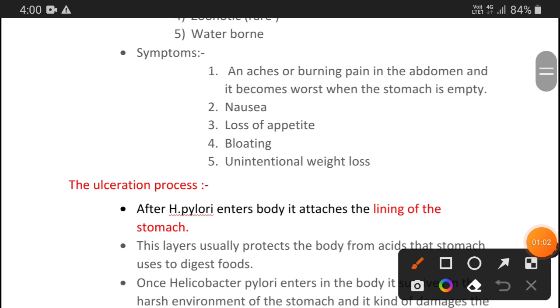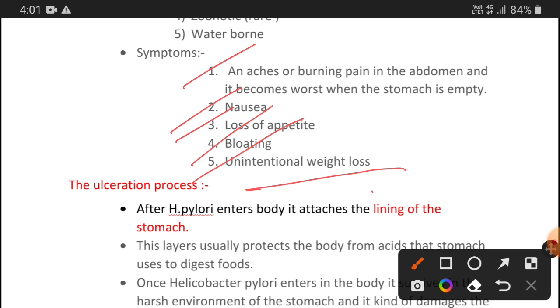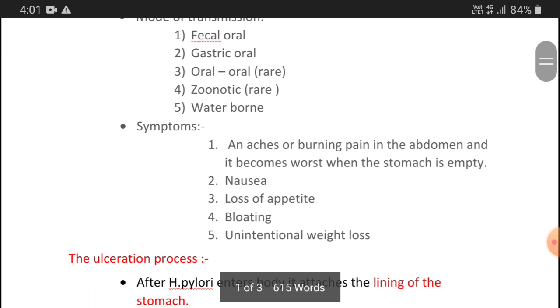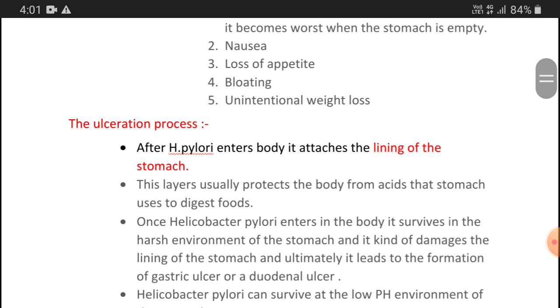Symptoms: we can have a dull or burning pain in the abdomen, and it becomes worse when the stomach is empty. Okay, we can observe nausea, loss of appetite, bloating, and we can also observe unintentional weight loss. Okay, so after discussing those things, we are going to discuss the ulceration process, how Helicobacter pylori facilitates ulceration.